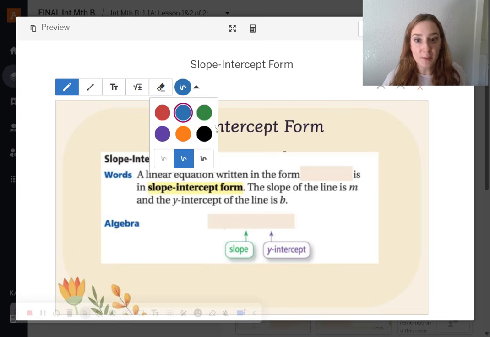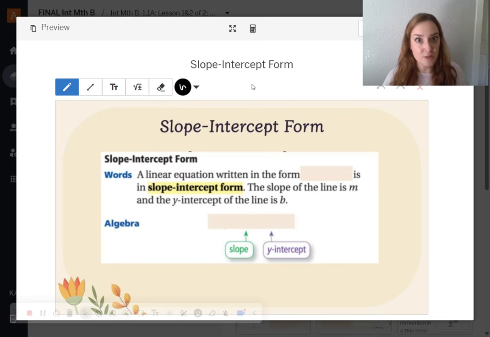Slope intercept form. Again, this whole lesson should be a refresher on this. If we were in class, I'd ask you, do you know what it is? Maybe you already know. You can fill it in on your Desmos. So a linear equation is written in the form, we're going to plug it in twice. I'm just going to do it down here.